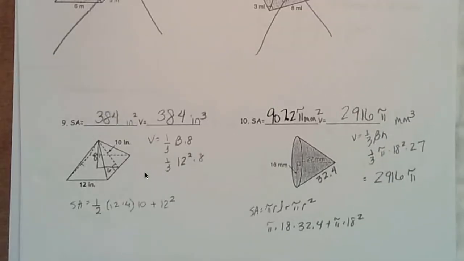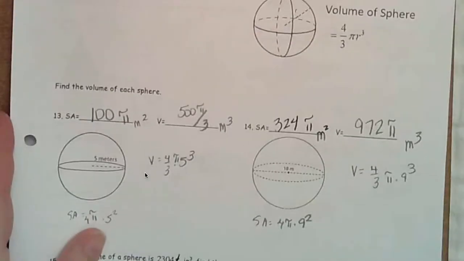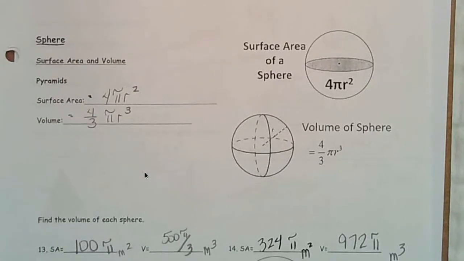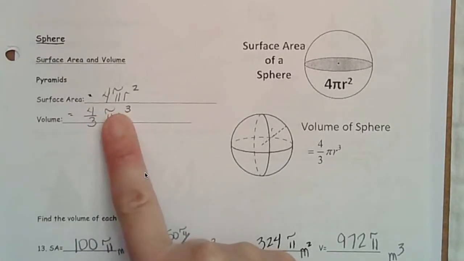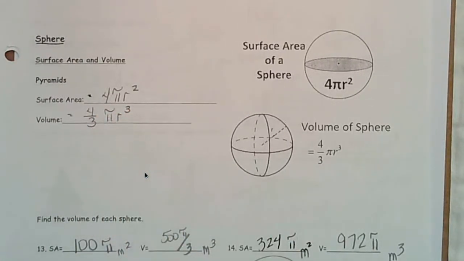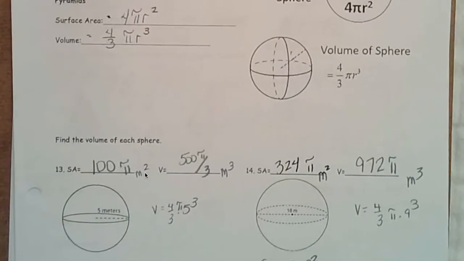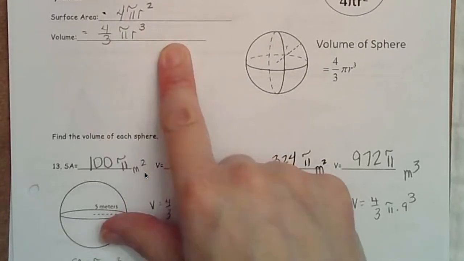You know what? I'm going to keep the same video going. I'm going to go to the back. What's on the back? Spheres. Straight up, use your formula for sphere. Don't stray from it. 4 pi r squared. All you need to know for a sphere is what the radius is. So just use your formulas, plug and chug.